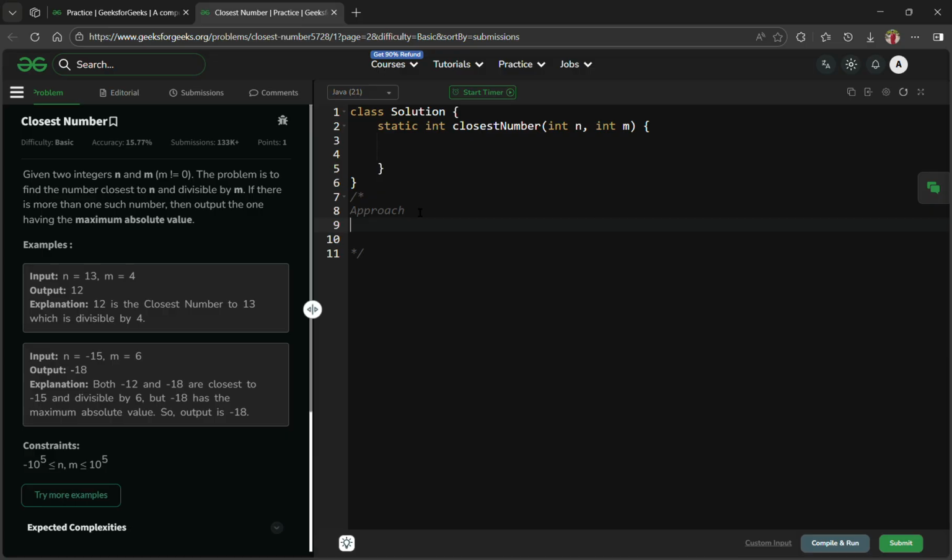If it is negative, then we need to return the maximum absolute value number. So it is obviously minus 18, because both minus 12 and minus 18 are closest to minus 15. But when we check the absolute value after ignoring the distance, which is equal, then 18 has an absolute value greater than 15. So what is the approach?